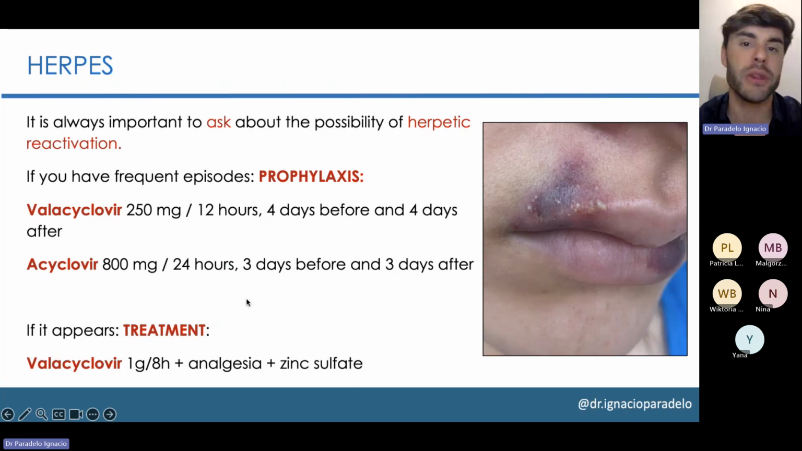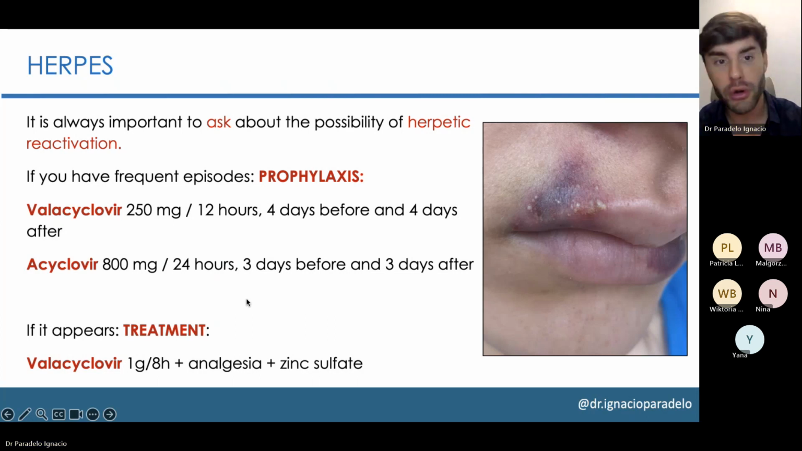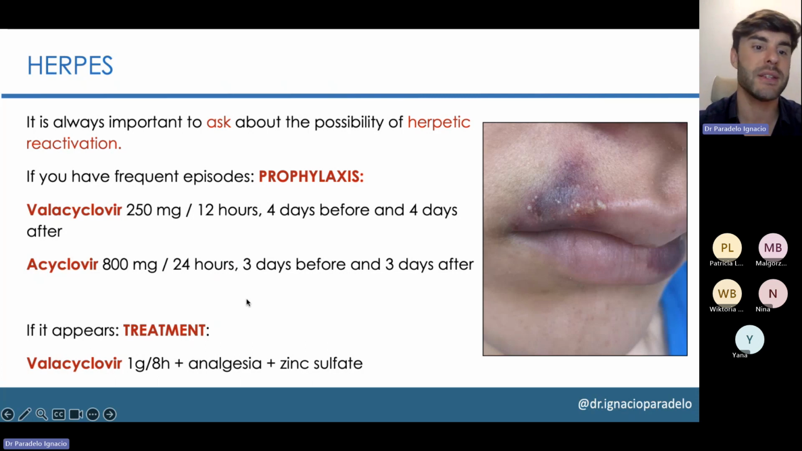Another complication that we can have when we treat the lips is herpes. That's why it's always important to ask about the possibility of a herpetic reactivation. If we have a patient that has frequent episodes of herpes, we have to do a prophylaxis, which we can do with valacyclovir, or the most usual prophylaxis is to use acyclovir 800 milligrams once per day, 3 days before and 3 days after the treatment. And if herpes appears after the treatment, we can use valacyclovir 1 gram 3 times per day, plus anesthesia, and we can use zinc sulfate.